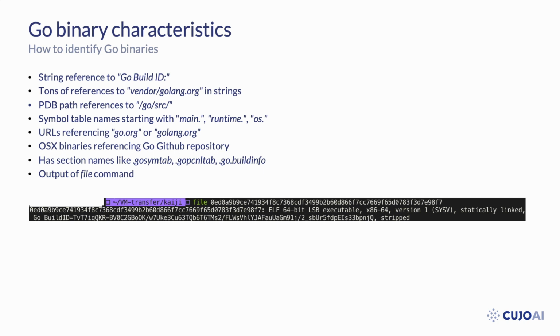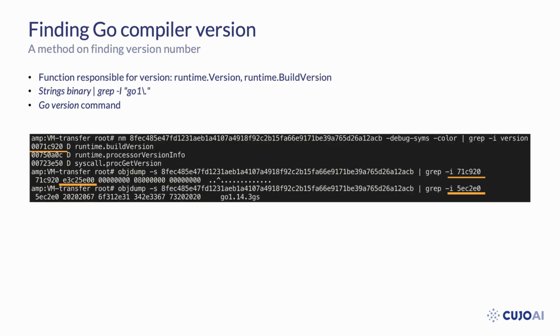You could simply use the Linux tool called file, which displays the Go build ID as well. Finding the Go compiler version is not that easy. The function which stores the compiler version is runtime.buildVersion. One way is to list the strings of the binary and then grep for "go1.". But obviously this method will be deprecated as soon as the Go compiler version hits 2.0.